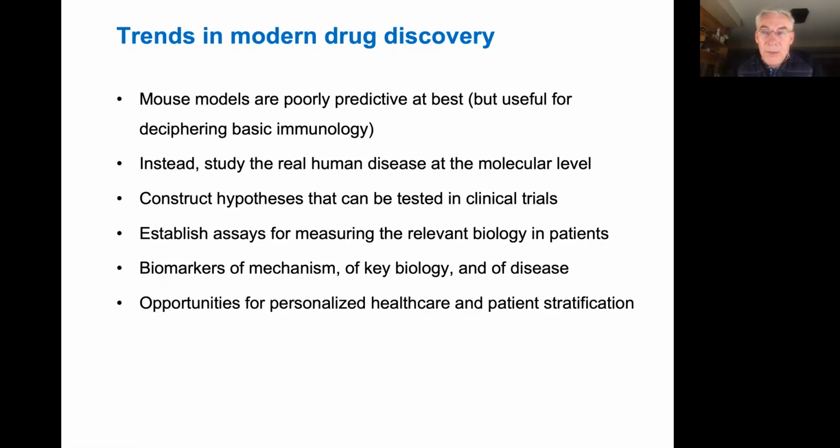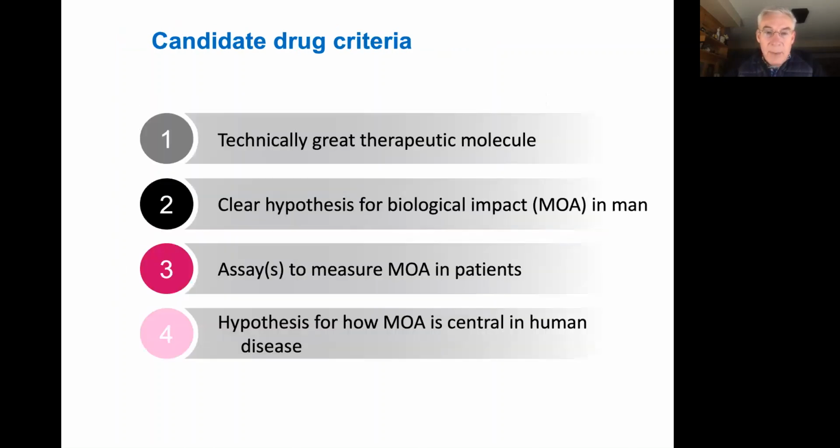The biomarkers need to reflect both the key biology as well as the disease itself, ideally a different set. And the industry is realizing more and more opportunities for a personalized healthcare approach, patient stratification and endotypes and categories that can be predicted. So in the end then, in my mind, an ideal drug candidate ready for clinical trials needs to fulfill these 4 high-level criteria. Number one is, for the industry, very straightforward. The molecule itself needs to be technically great. It needs to do exactly what it should be doing.